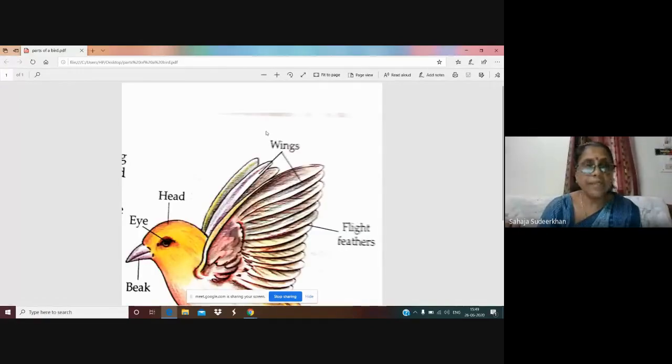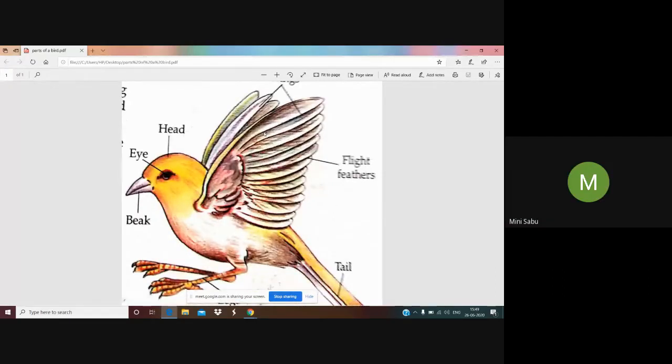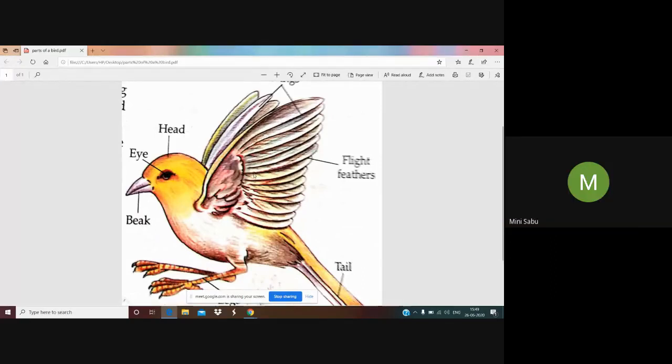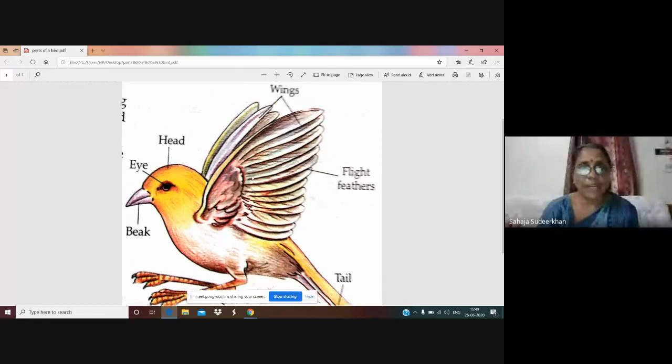Is it visible, children? Yes ma'am, visible. Okay. See, this is the picture of a beautiful bird, isn't it? Now, we have to learn the body parts.